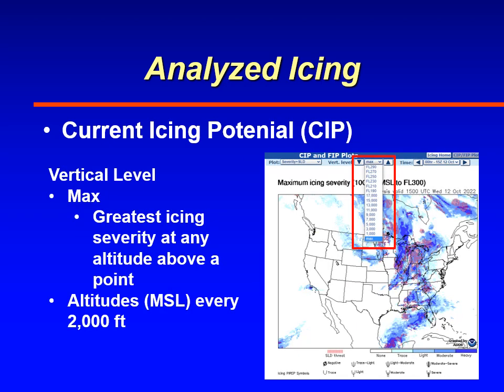Also have the option of seeing the altitudes or looking at different altitudes where icing potential exists. If you click on max, then that will give you the greatest icing severity at any altitude above a given point on the map. However, you can select different altitudes, usually about every 2,000 feet, starting at 1,000 feet and then going up, of course, every 2,000. So you'd have 3,000, 5,000, 7,000, so on and so forth, all the way up to flight level 290.